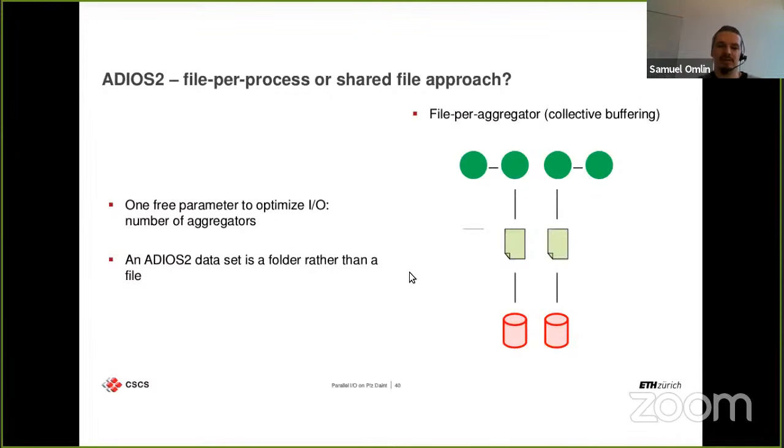And this also makes it easier, let's say, to optimize I/O, because you just have one free parameter, which is the number of aggregators, and it avoids a lot of complexity. When you write in the same file, then alignment and things start to be important. So it makes it easier to have a better performance, I believe. And then an ADIOS dataset is actually a folder and not a file.